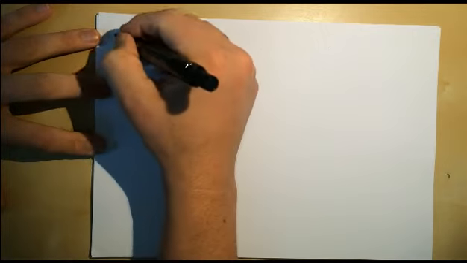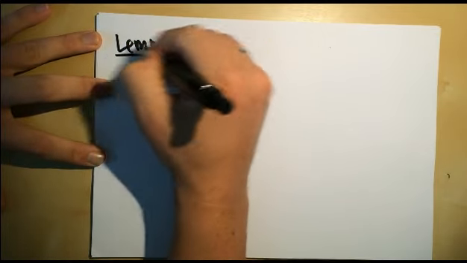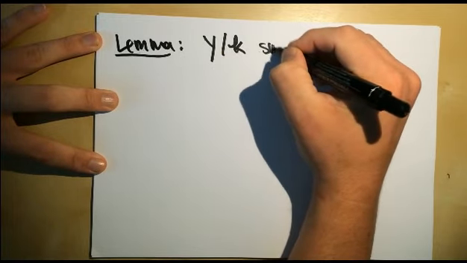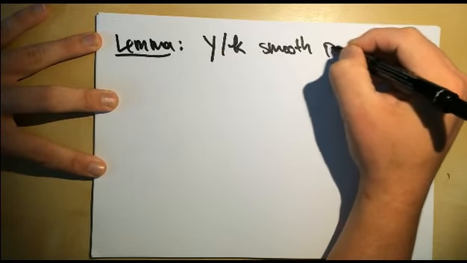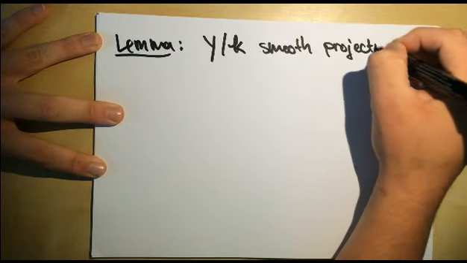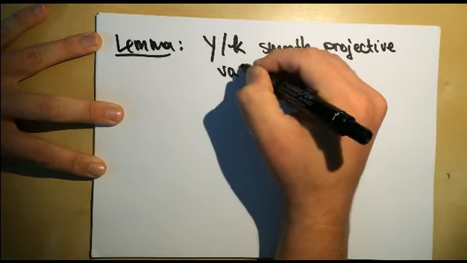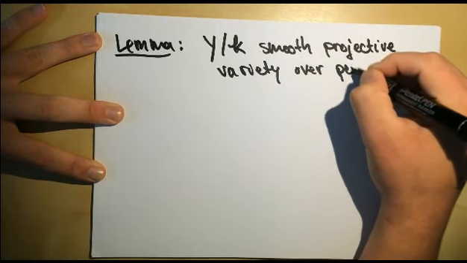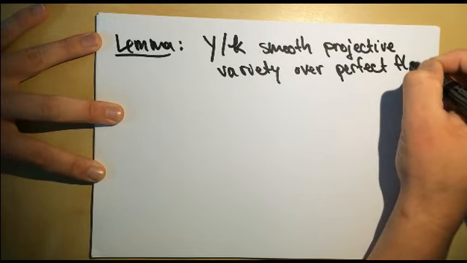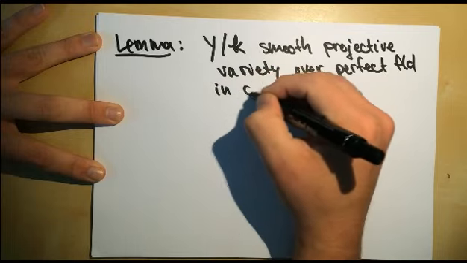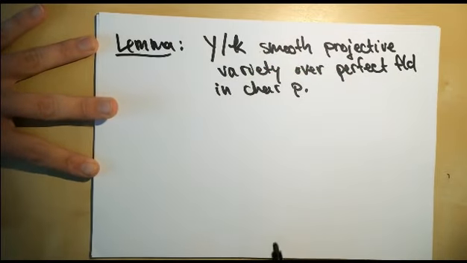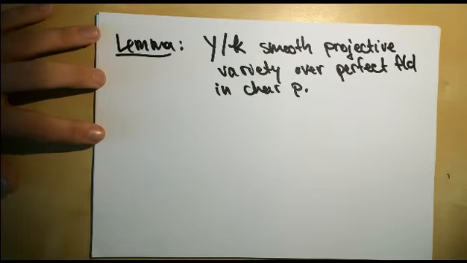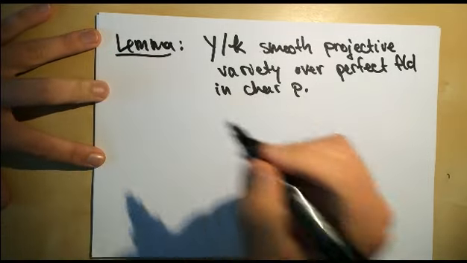I want to prove a lemma. So let's say Y over k is a smooth projective variety over a perfect field of characteristic p. Then I'm going to prove the following, two things. I want to prove two identities.